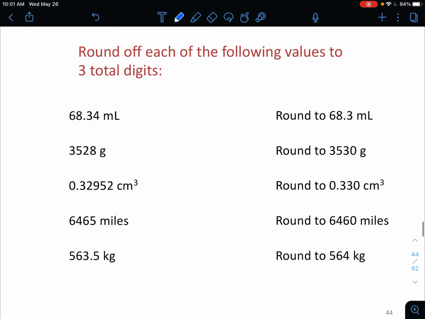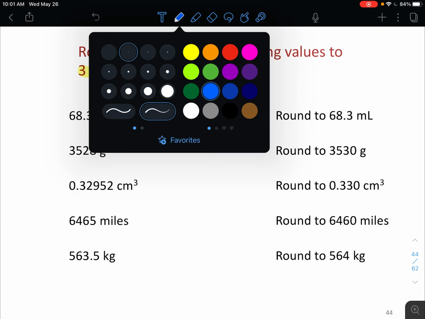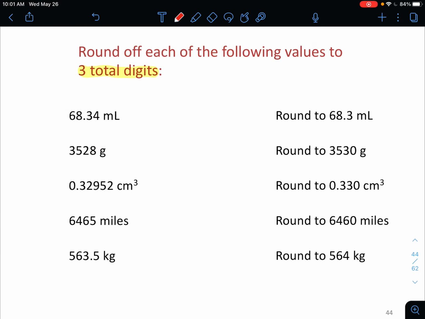Okay, so then here's a series of numbers to look at for rounding. All of them are rounding to 3 total digits. So we'll identify the cutoff number in each case and walk through our rounding. So 68.34, that makes 3 the cutoff number. It's just followed by a 4, so less than 5, so it stays as 68.3.